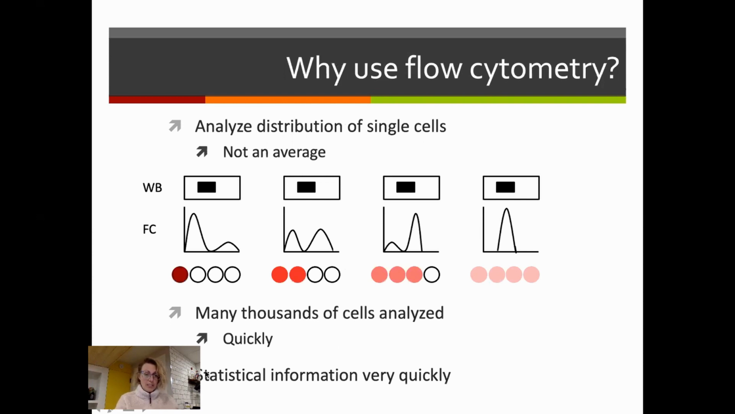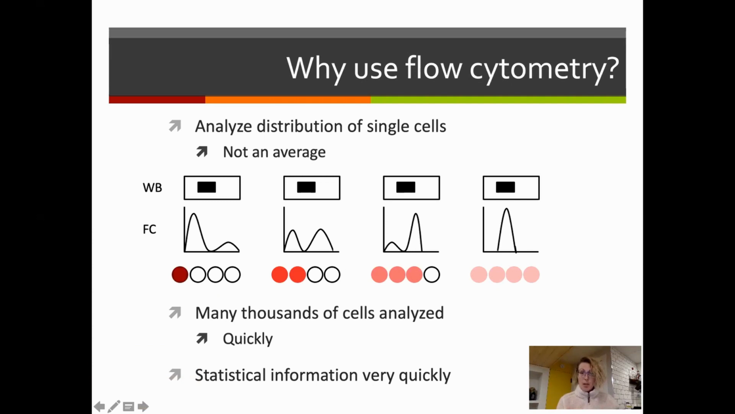So let's move this out of the way. Why do we use flow cytometry? First up, the most important thing is we're analyzing a distribution of cells. So we're not looking at an average.